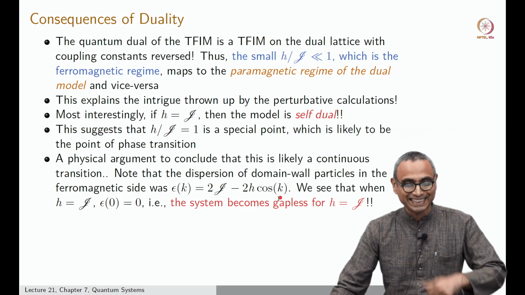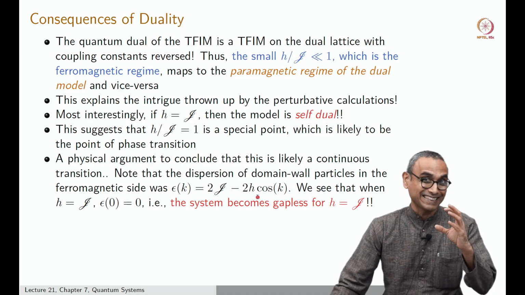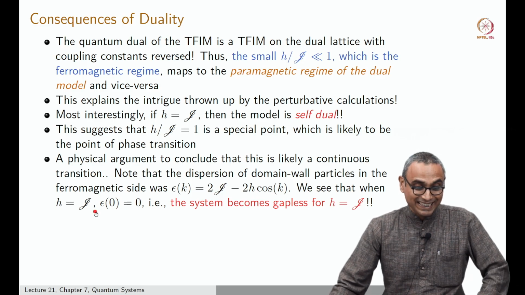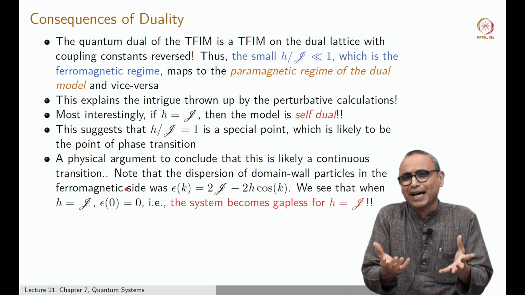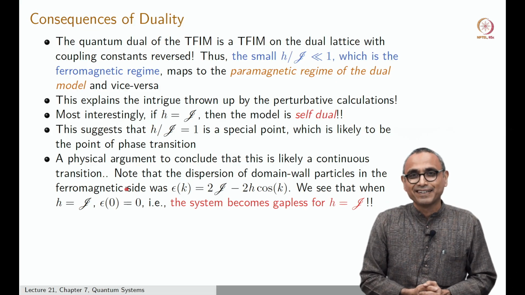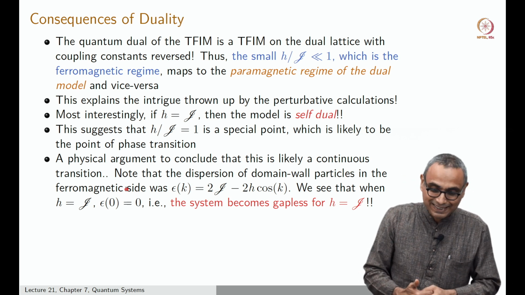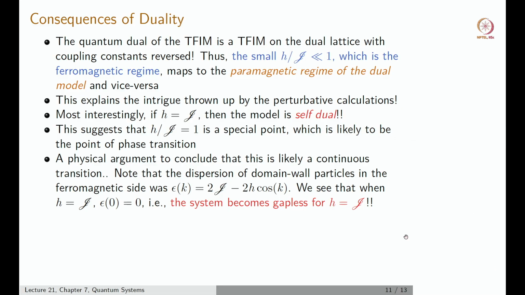So, the lowest energy state here will occur when k is equal to 0. So, the lowest energy will be 2J minus 2h. Now, see what happens when h becomes equal to J. That excitation energy will become 0, which means that we can have a crude argument, but a physically compelling one, which tells us that the excitation spectrum will become gapless when h goes to J. We will later discover that this is actually true, although some of the details, like how it goes to 0, etc., will get modified. So, we'll visit this point later.